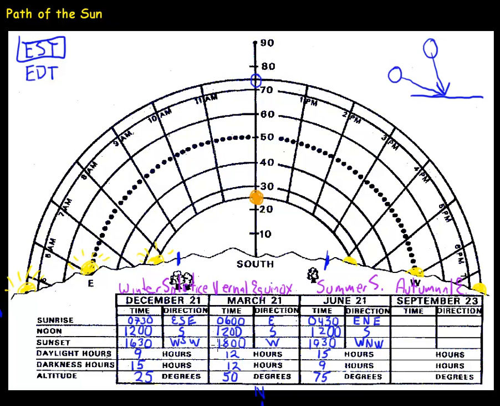Okay, September 23rd, times, directions, hours and degrees are exactly like they were in March. The sun's going to rise at 0600. It's going to move to 12 noon, 1200 hours. It's going to rise directly out of the east. It's going to be in the southern sky at noon. It's going to set at 1800 hours directly to the west, and once again provide the entire planet 12 hours of sunlight, 12 hours of darkness, and once again it's going to be at about 50 degrees.